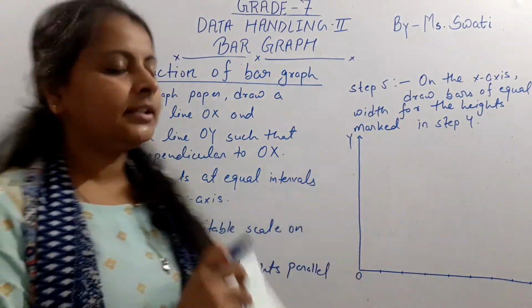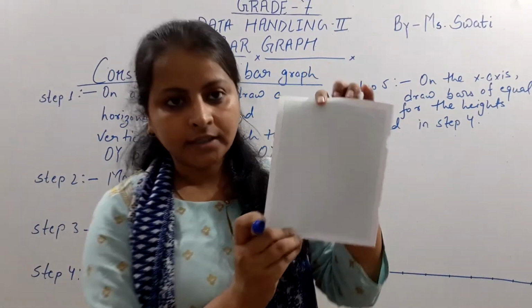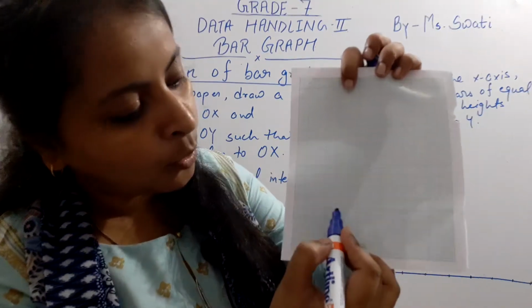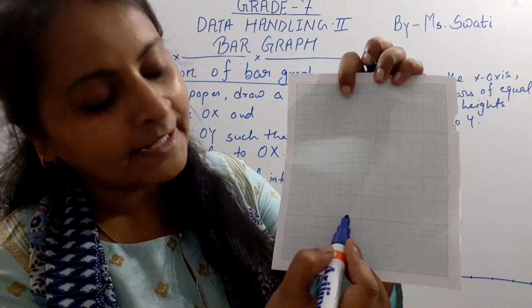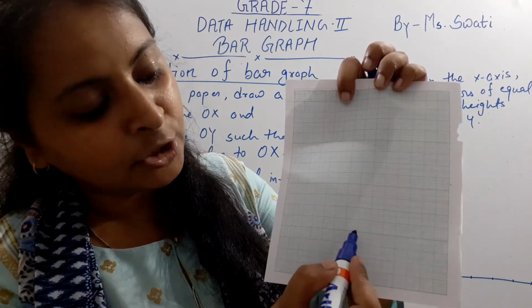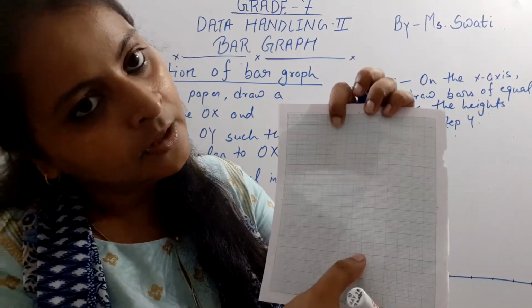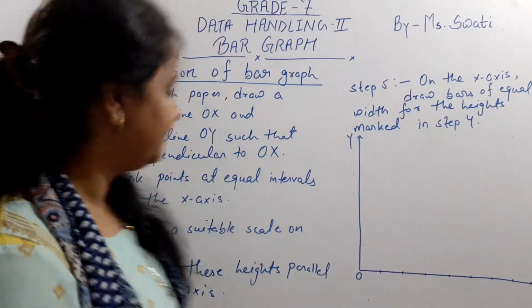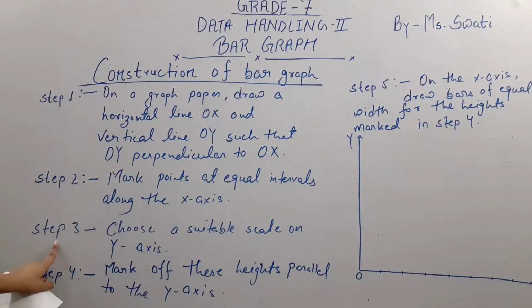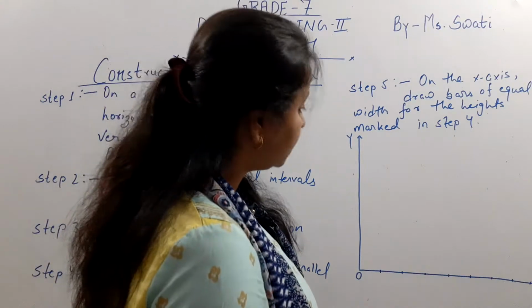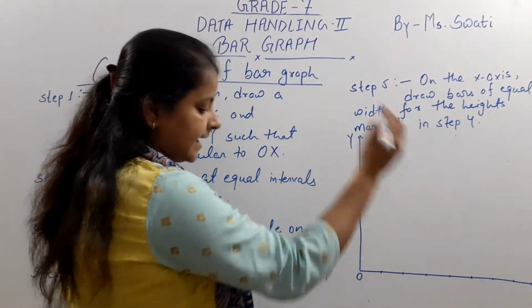When you draw the bar graph on graph sheet, it is very simple. You just pick one unit and leave one unit. Again you pick one unit for one bar and leave one unit. Now the third step is, choose a suitable scale on the y-axis.